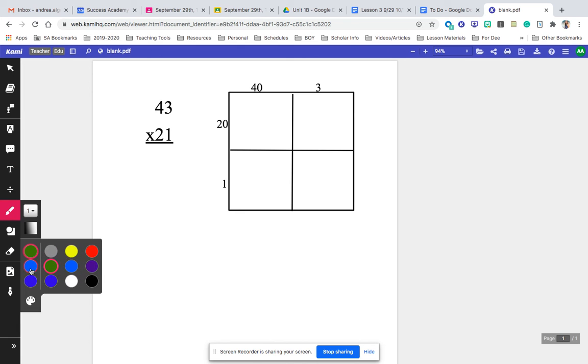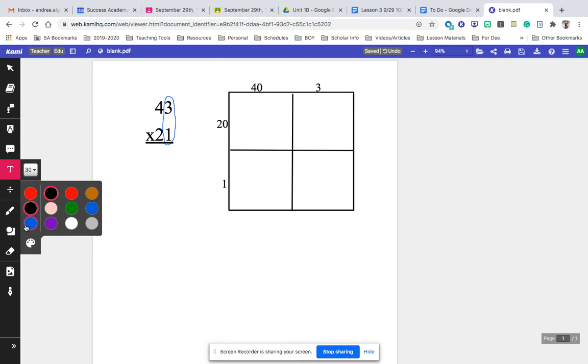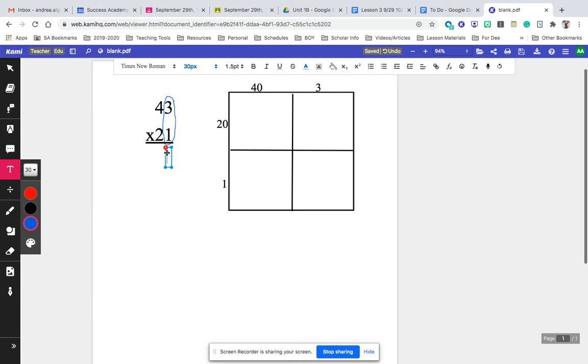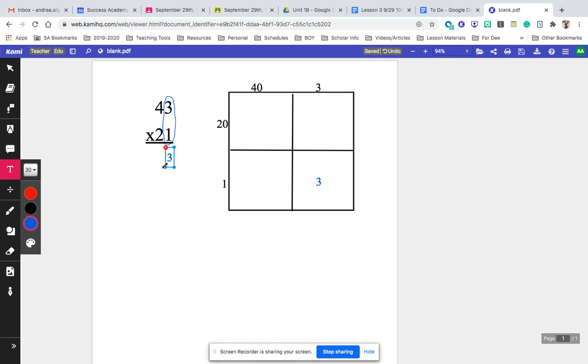So when I'm doing the standard algorithm, the first thing I'm going to do is 3 times 1. I'm going to start on the right in the ones place, right? Start with the smallest. And I know that 3 times 1 is equal to 3. Nice and easy. And if I look over here in my array, 1 times 3, well, that would be this box as well. I could put a 3 in that box because 1 times 3 is equal to 3. So I'm doing the same thing in both situations.